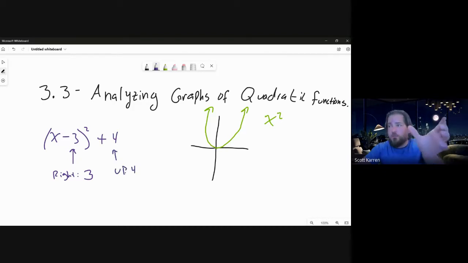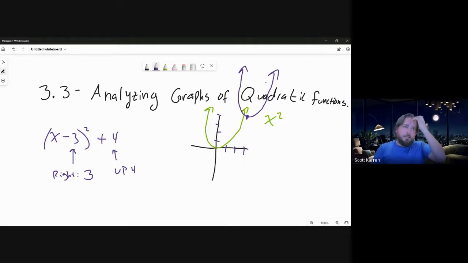So I'm going to take that, what's green there, that x squared function, and move it to the right by 3. So 1, 2, 3, and then up by 4. 1, 2, 3, 4. And that's all I have to do. My new vertex, the very bottom of this parabola, starts there. And I just get the parabola over there now. Right? And so that's the idea behind this entire section.